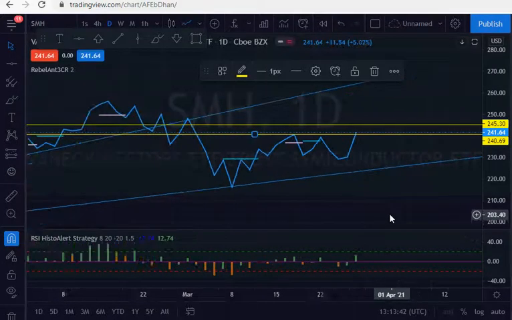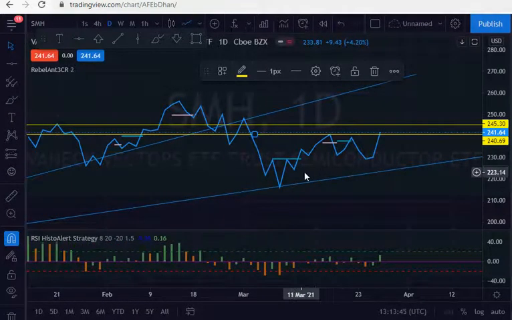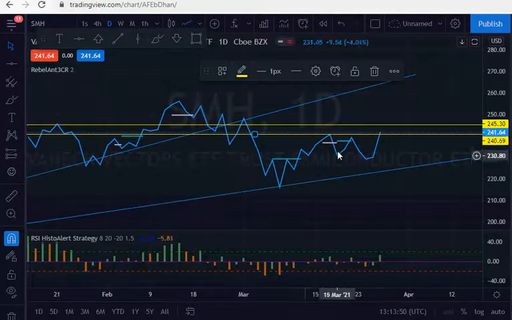What's also interesting on this is that they often say, I remember my original mentor 17-18 years ago now said you get so many tests of a resistance level above you, and then finally it breaks out.